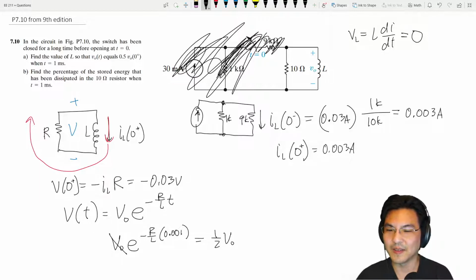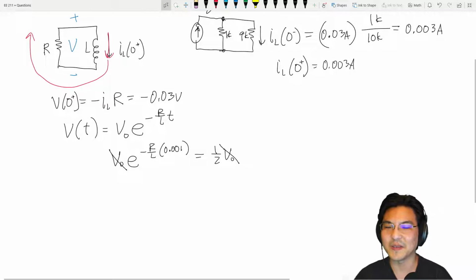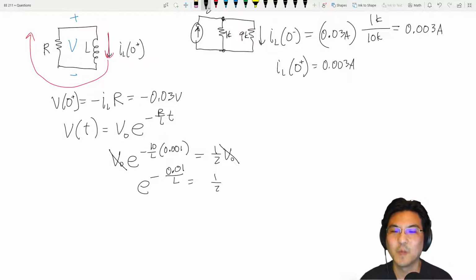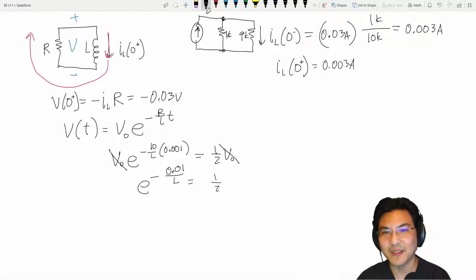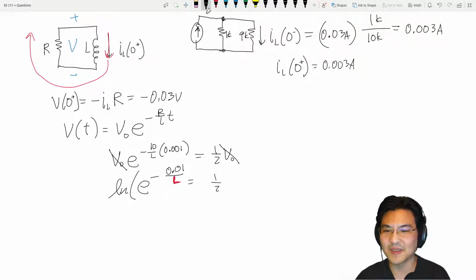Then you can see how these cancel each other. And R is 10 ohms, so we've got e to the minus 0.01 over L equals 1/2. So we only have one unknown, L. Here's our one unknown, so let's solve for that unknown.